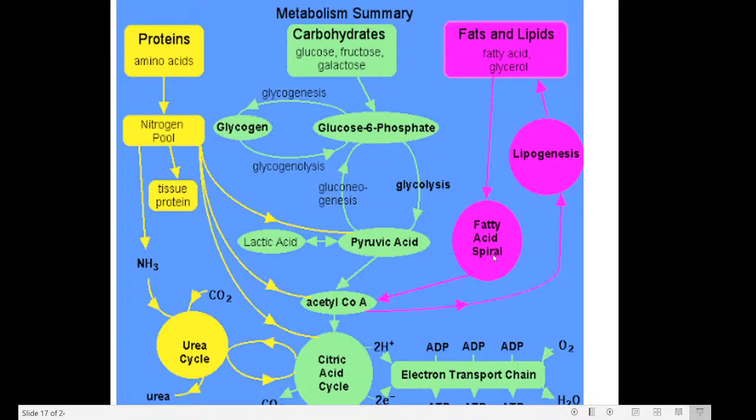It undergoes the fatty acid spiral. This fatty acid spiral pathway is activating the acetyl-CoA. If this acetyl-CoA undergoes the lipogenesis phase, the output of the lipogenesis is fatty acid and acyl-glycerol.